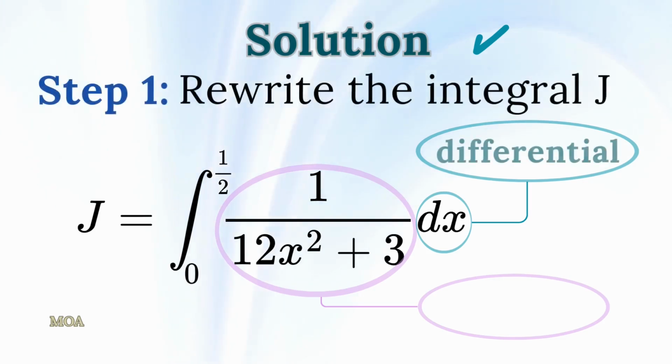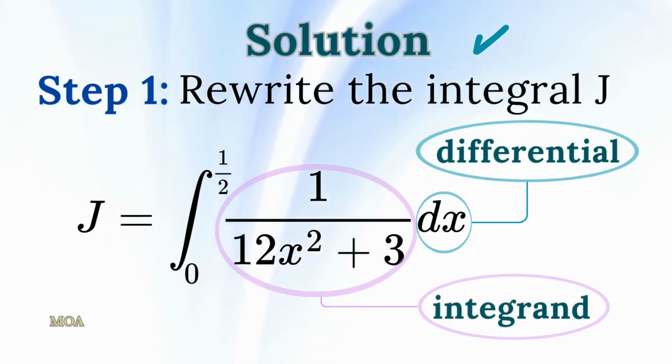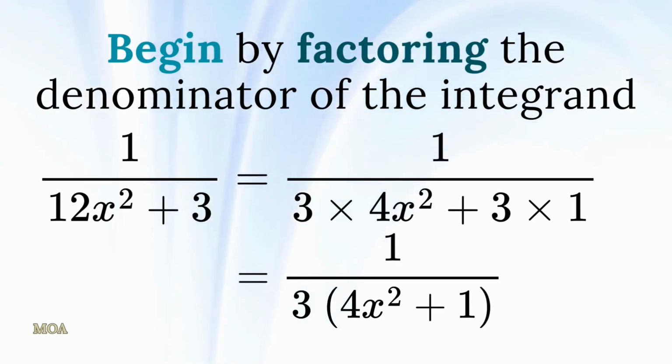Before we begin solving, let's recall some basics about the definite integral denoted J. The expression 1 over 12x squared plus 3 is called the integrand, and dx is the differential. The number 0 is the lower limit of integration, and 1/2 is the upper limit of integration. Also, a natural question arises. Where should we begin? Begin by factoring the denominator of the integrand.